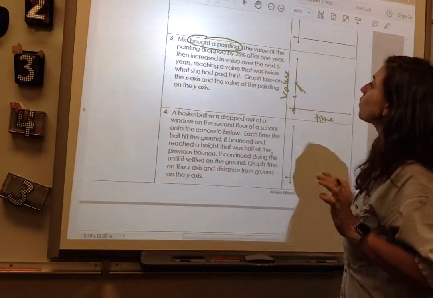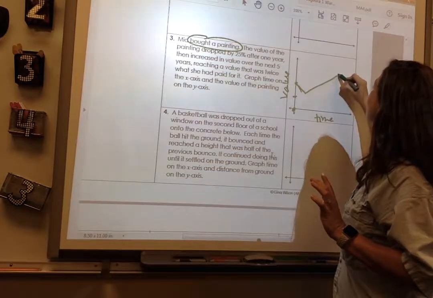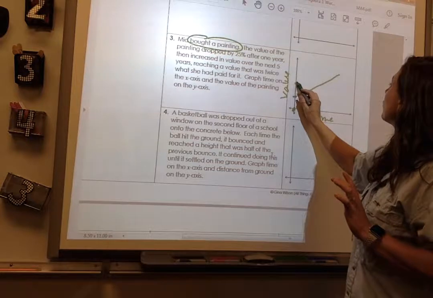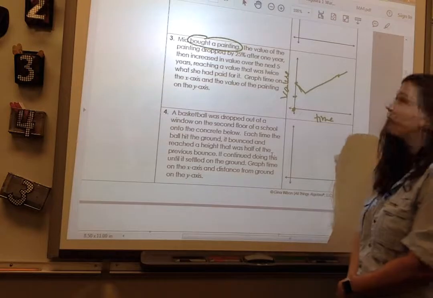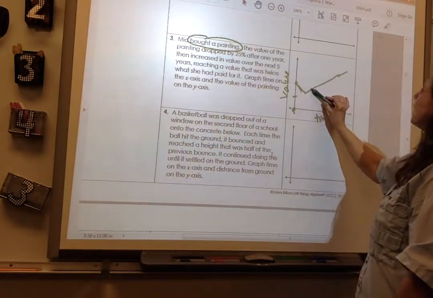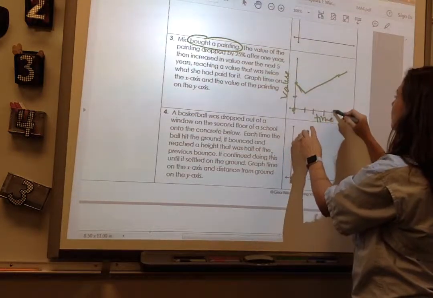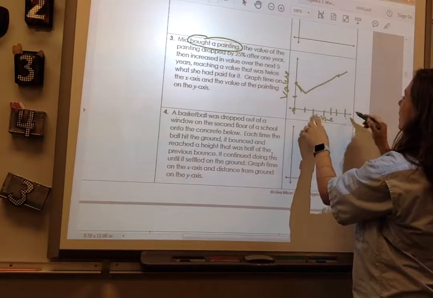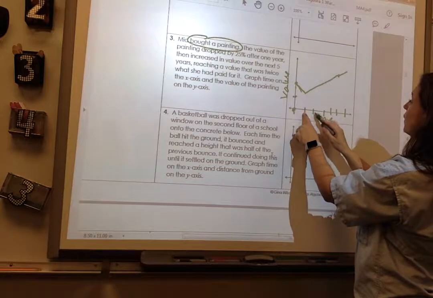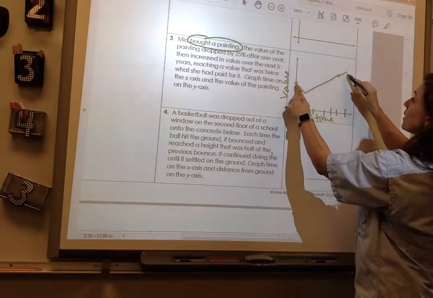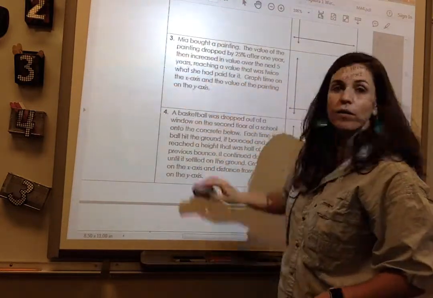And then it says it increased in value over the next 5 years, twice as much as when we started. So I want to go twice as much as when we started. So that's what my graph is going to look like. Okay? So it decreased, and then it increased in 5 years. 1 year is pretty short, so if I were to mark these, this is kind of what it looked like. After 1 year, it dropped by 25%, and then over the next 5 years, 1, 2, 3, 4, 5, it increased twice as much. All right, let's take a look at number 4.